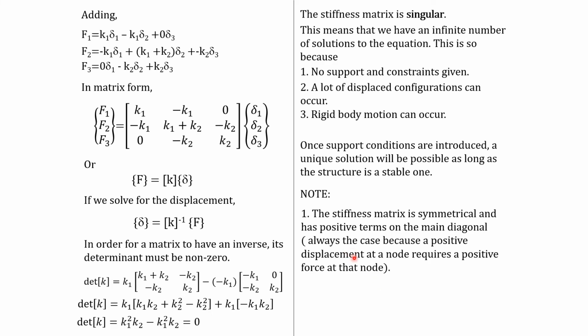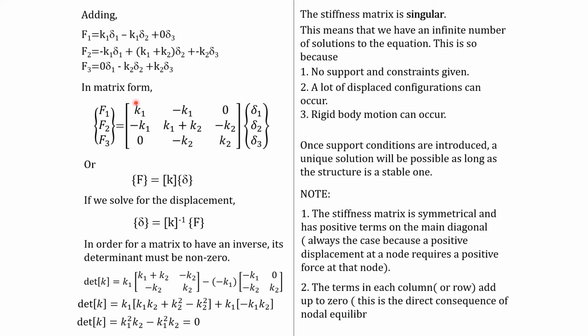So the reason the terms in the main diagonal are positive is that the displacement at a node requires positive force at that node. The terms in each column or row add up to 0. I already explained that earlier, that the sum of the column terms, the horizontal terms, is 0. So I hope you have noticed it.